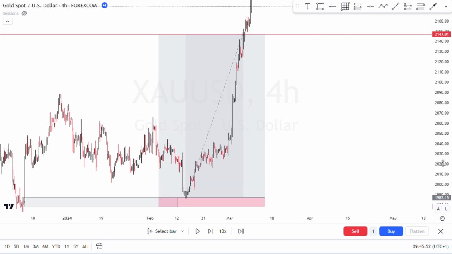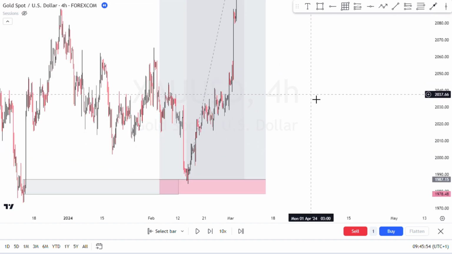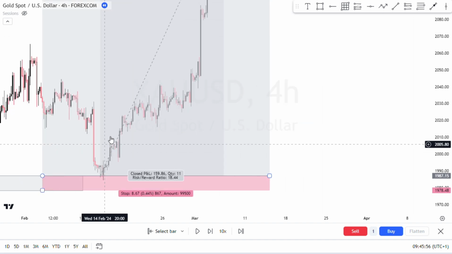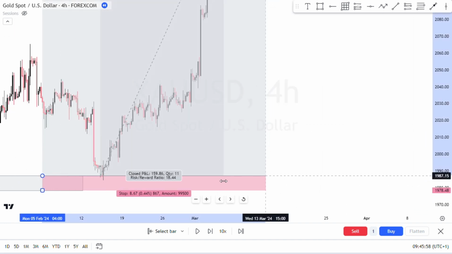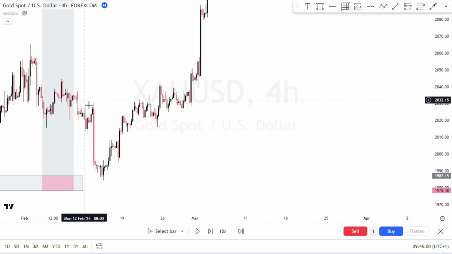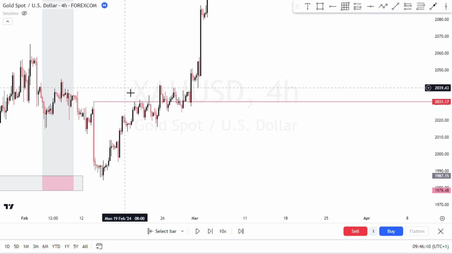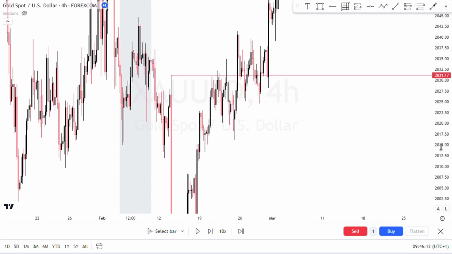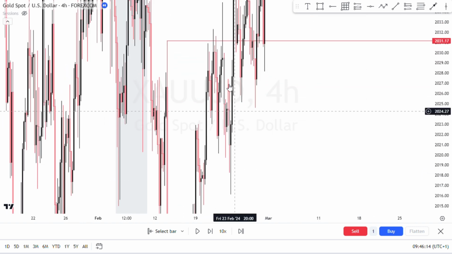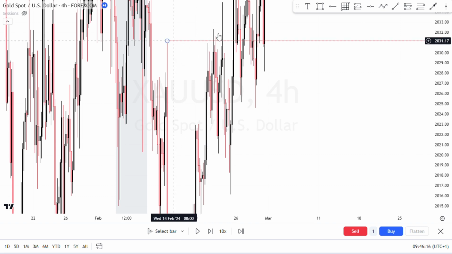So let me show you guys something here, just to do a summary of what I've been talking about. What actually broke this high here? Can you see this high? Let me reduce this. What actually broke this particular high? Let me use this. This high here. What actually broke this high? Can you see? It's not this particular moment that broke this high. It's this moment here.